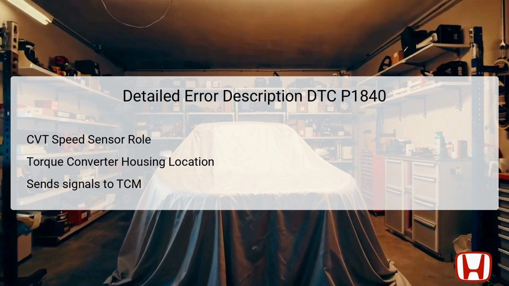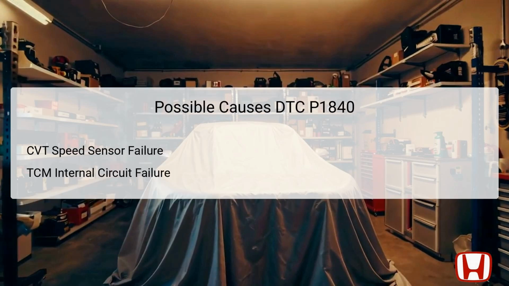The TCM relies on these signals to determine the appropriate shifts and driving conditions. Furthermore, the rotational direction of the gear is identified through the voltage levels of the pulsing signals. A mismatch between the expected gear position and the signal output initiates the storage of a DTC, enabling diagnostics of the system. Diagnosing DTC P1840 requires careful consideration of potential causes.